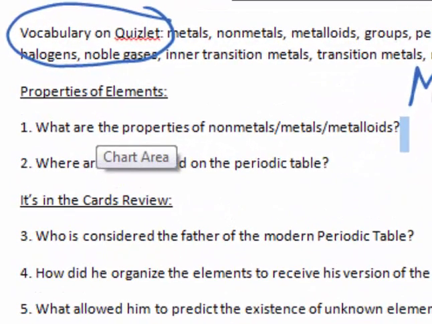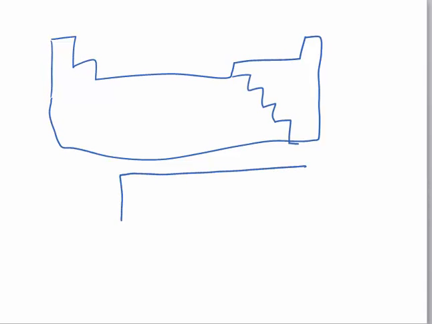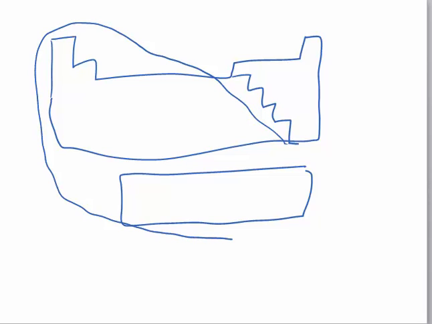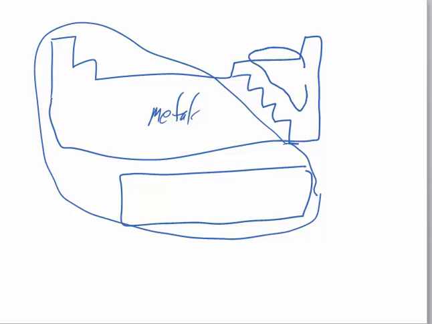In the next question, it says, where are each located on the periodic table? So if you draw a periodic table, and you have the stair step, the metals are located here, to the left of the stairs. The non-metals are located here, and the metalloids are located on the stairs.